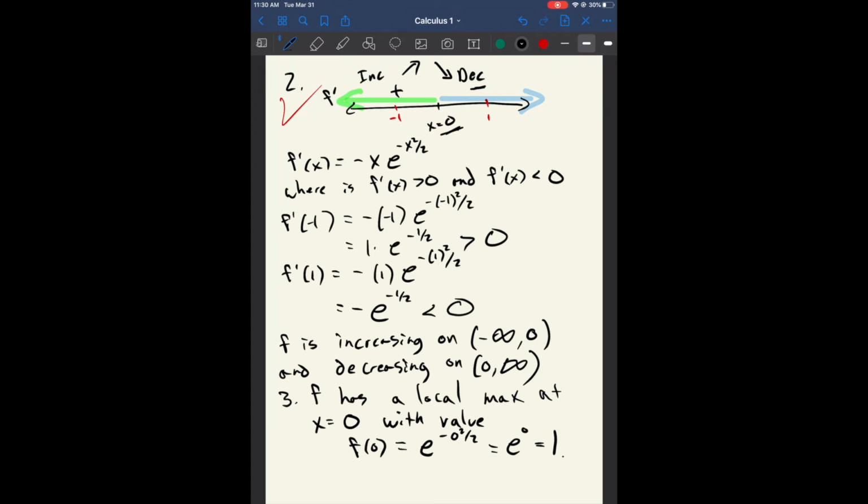Okay, so that gives us number 3. And it really doesn't have any local mins because we didn't find any other critical points. x equals 0 was the only place where we could possibly have a local max or a local min, and we see from the first derivative test, in part 2 here, that it should be a local max. Okay, so there we go.